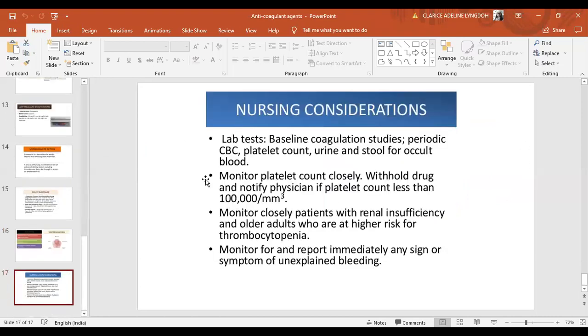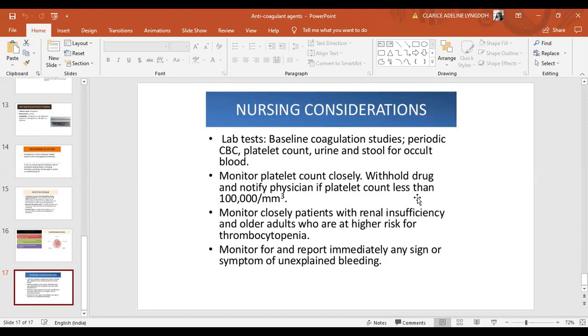Now coming to the nursing responsibility or nursing consideration, we have to perform the coagulation test. Okay, so PT-INR, APTT test, all these should be performed on the patient. CBC to check the platelet count. We can also perform the urine test or stool test. Then monitor the platelet count very closely. So when you're giving injection enoxaparin, we have to observe the platelet counts very closely.